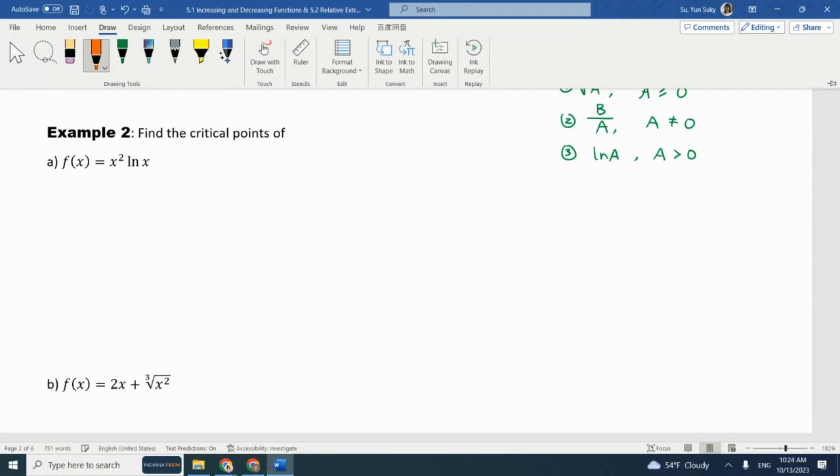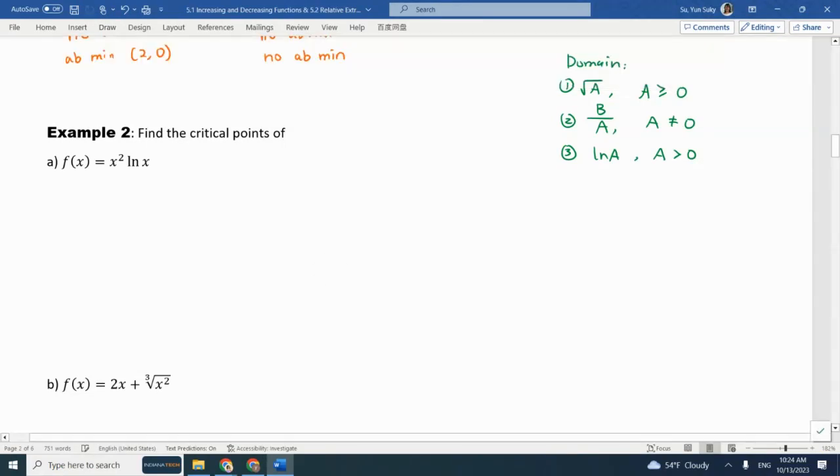Look at this problem. Do we have square roots? No. Do we have fractions? No. Do we have ln? Yes. So we need the thing inside the ln, which is x, to be greater than 0. Is that okay, everybody? That's the domain. And then we need to find the derivative.